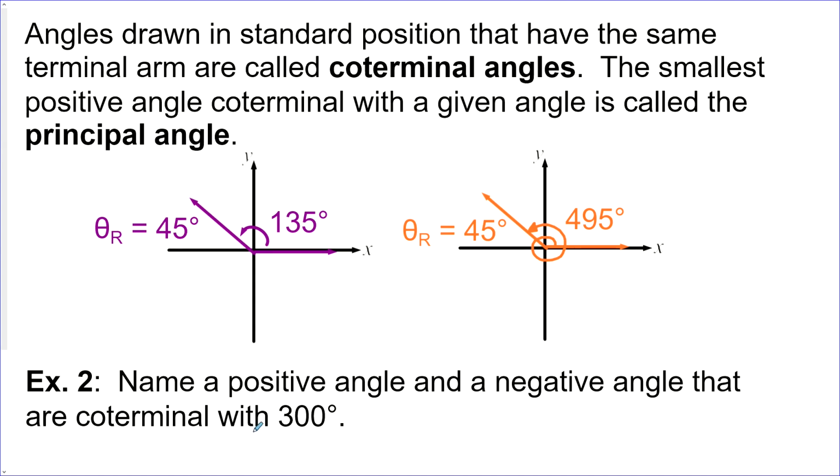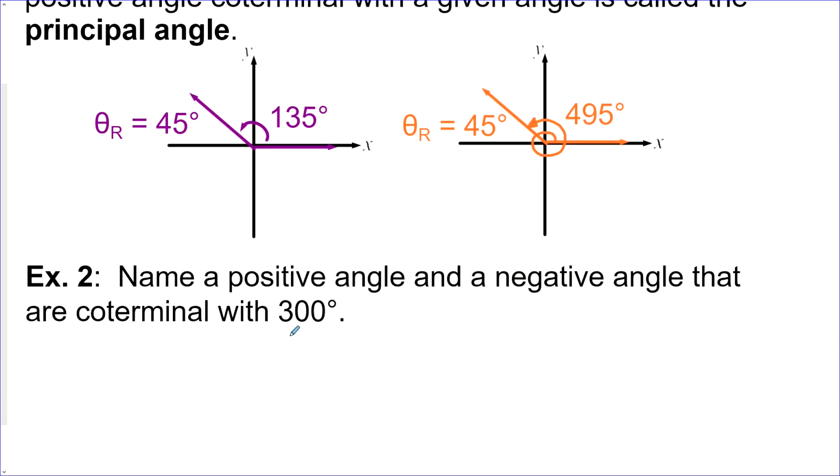Name a positive angle and a negative angle that are coterminal with 300 degrees. So 300 degrees is down here in quadrant 4. So a positive angle that's coterminal with that would be like 660 degrees. A negative angle that's coterminal with that, we could have gone backwards instead. So that would have been negative 60 degrees.